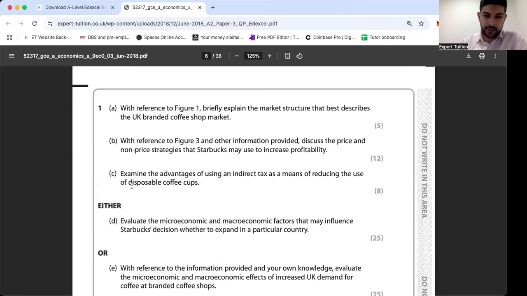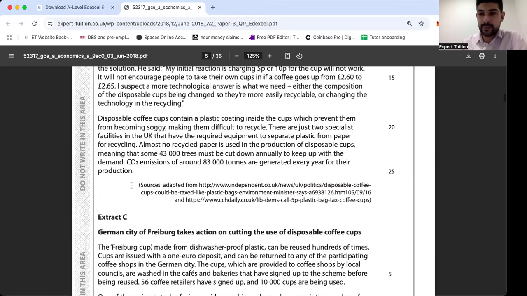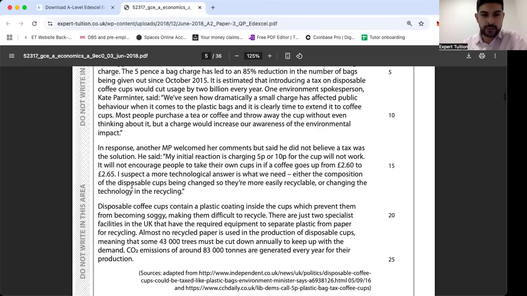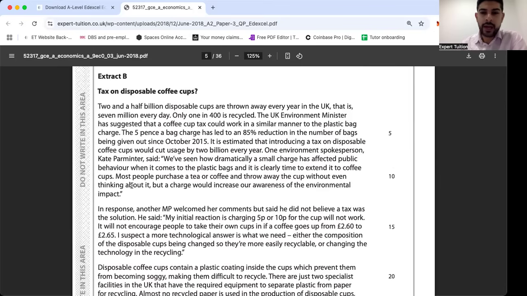Well, if you read the data, by the way, there's a reason why they tax things. They tax demerit goods. They tax things that are basically overproduced by the market or overconsumed by the market. And so what's the problem? Well, the problem is this, it basically says 2.5 billion disposable cups are thrown away every year in the UK. That is 7 million every day. What topic is this? Well, hopefully you recognize that this is externalities. And therefore, that is a great eval. To basically say that whilst profitability for these firms increases, and that's great for them, it's really bad for the environment. They gave you the clue in the extract.